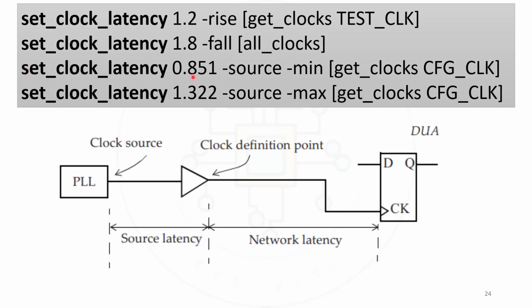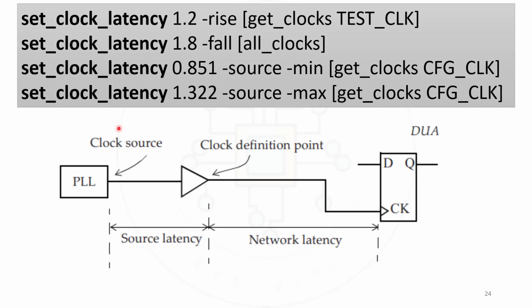Next, set_clock_latency. This is a value, and this is source latency as we are giving -source, and this is a min value for get_clocks CLK, whereas this one is a max value. Set_clock_latency. This is a value for source latency, and for -max get_clocks CFG_clock.